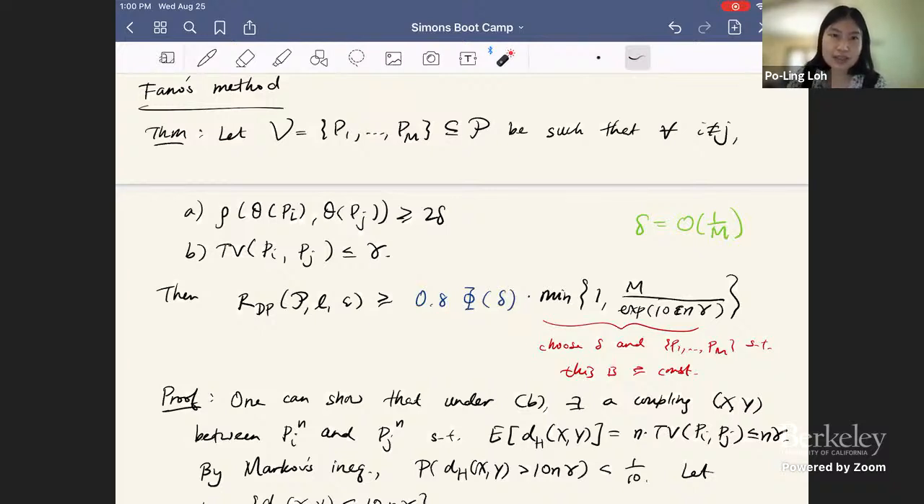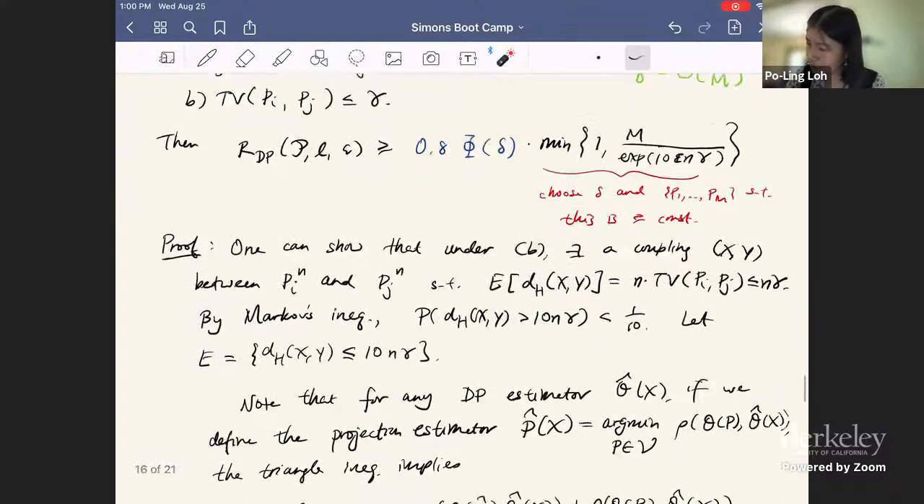So the good news is that we can, in fact, apply this to more than just the loss function being a metric, being a semi-metric. All right.